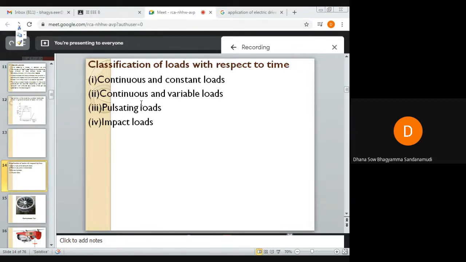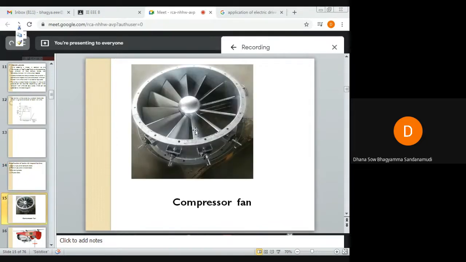So the loads on the motor operate for a long time under the same condition. If the load on the motor is operating for a longer time under the same condition, for example, fans in our houses. Once you turn on the fan and set its speed, it will be running under the same condition for a longer period of time. So a fan can be called a continuous and constant load, or the compressor fan. Conveyors and centrifugal pumps are also examples of continuous and constant loads.